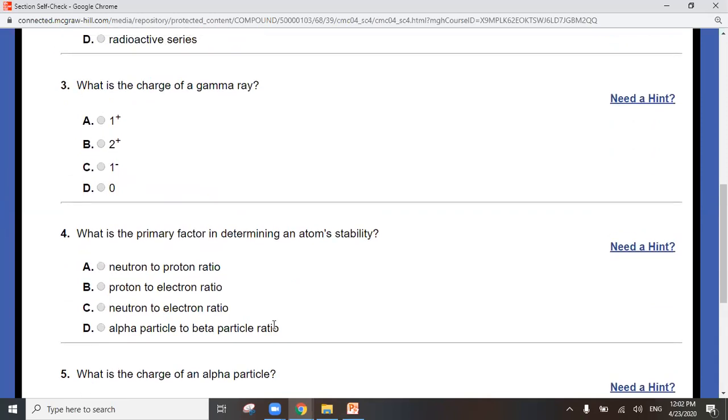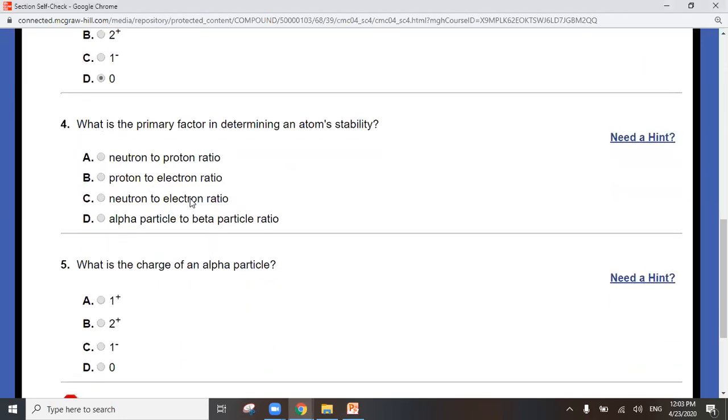Question number three. Can you answer it, Saleh? What is the charge of a gamma ray? Negative one. Think again. Zero? Yes, zero. We said before that gamma rays are massless and have no charge. Okay, thanks.